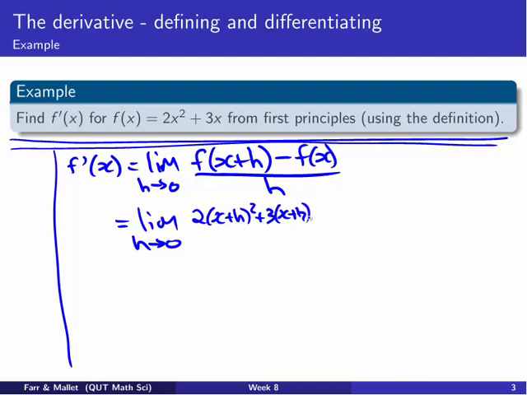I'm going to get rid of that line to give us much more room. Then I'm going to take away f of x, which is going to be take away 2x squared and take away 3x. Remember that the minus will get taken through that whole thing. And that's all over h.